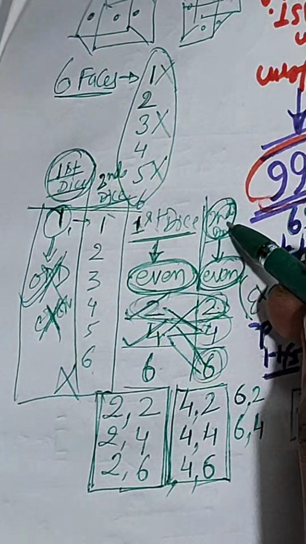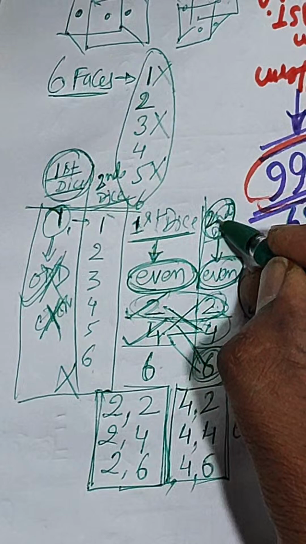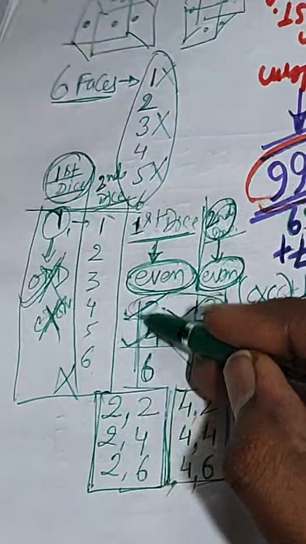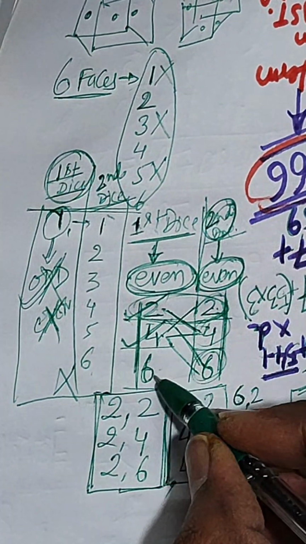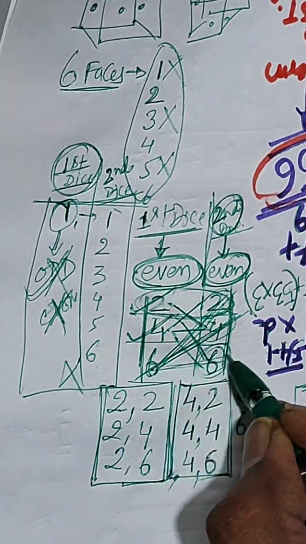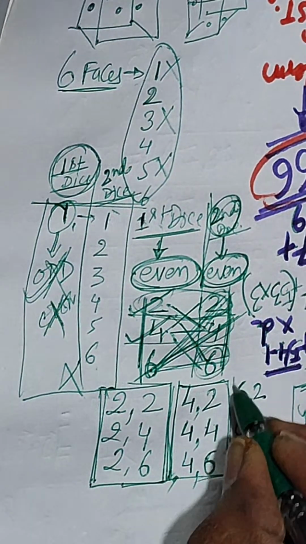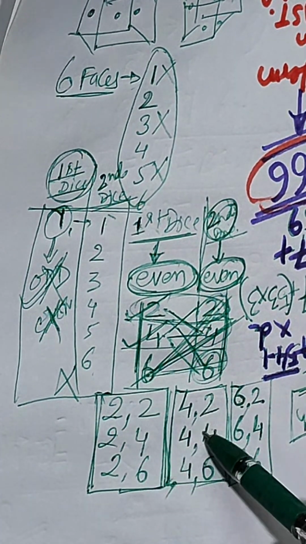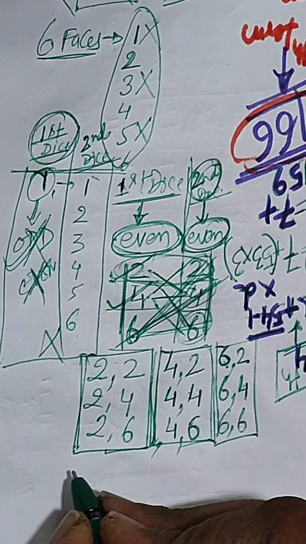All these are for the second dice. These options are for the second dice, right? And this is for the first dice, right? So with 6 it can be 2, with 6 it can be 4, with 6 it can be 6. So 6 2, 6 4, 6 6. So just count it: 1 2 3 4 5 6 7 8 9, right? So total 9 options.